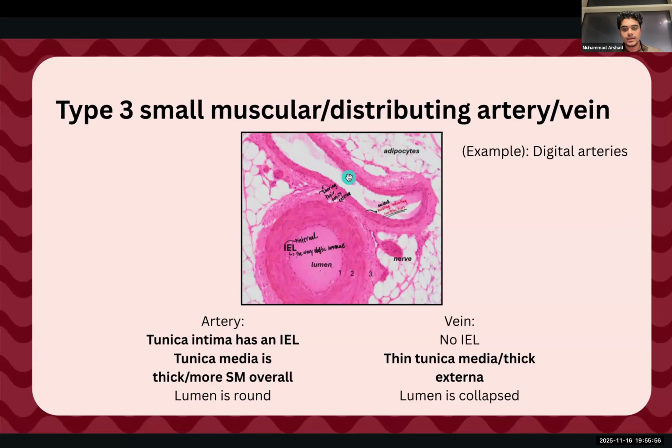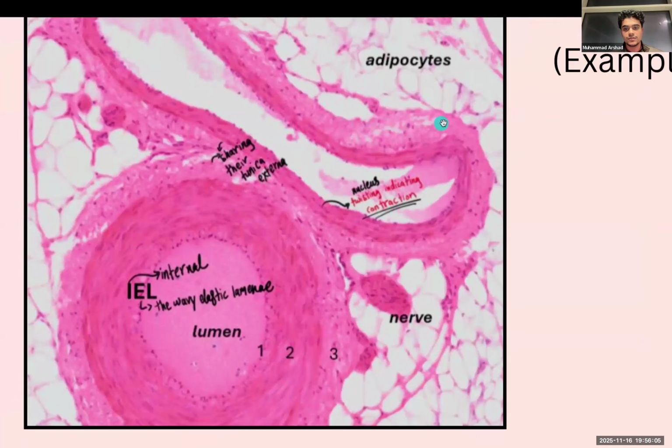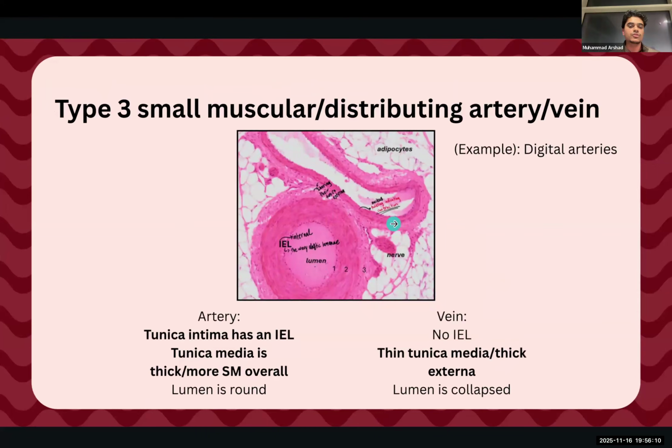Now, when we look at the vein, again, there's no internal elastic laminae. There's a very thin tunica media, as you can see here. This is very, very thin relative to the tunica externa, which is very, very thick. Okay, so that's how you can tell them apart. And the lumen is collapsed, right? So it's obviously not round like the artery.